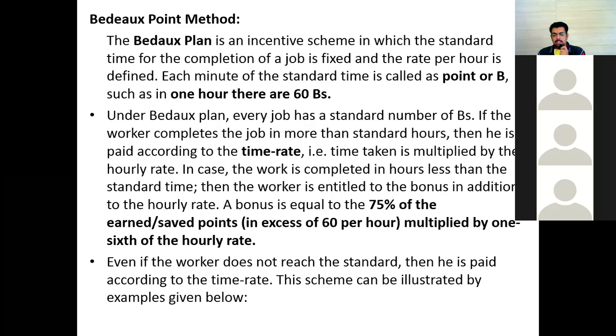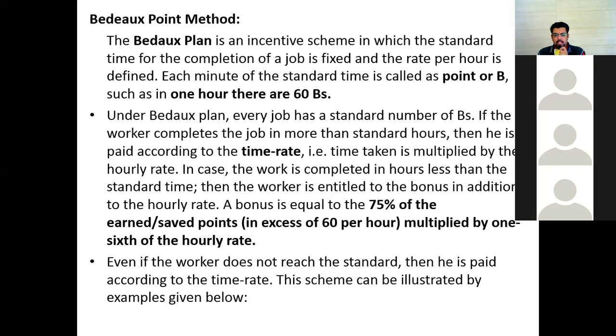A bonus is equal to 75% of the earned or saved points. Total how much that person has saved or earned, in excess of the standard of 60 per hour, multiplied by 1/6 of the hour rate, they will get that much benefit from the organization. Means 75%. In general, you can take it as 75% of the total earned points, they will get as extra benefit. Even if the worker does not reach the standard, he is paid according to the time rate, no doubt.